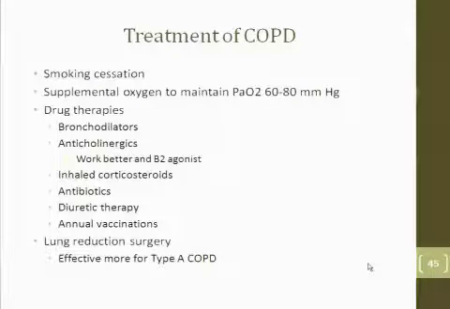Treatment is to get the people to stop smoking, the sooner the better. Supplemental oxygen sometimes will be used to give that person less right ventricular strain, because at least you cut back on the HPV. Drug therapies include bronchodilators, anticholinergics, inhaled steroids, and antibiotics. Diuretics and lung reduction surgery may also be done, but lung reduction is really only going to work for the type A's, because type A's have more structural damage, and on the compliance portion of the curve, they're all the way at the top of it.